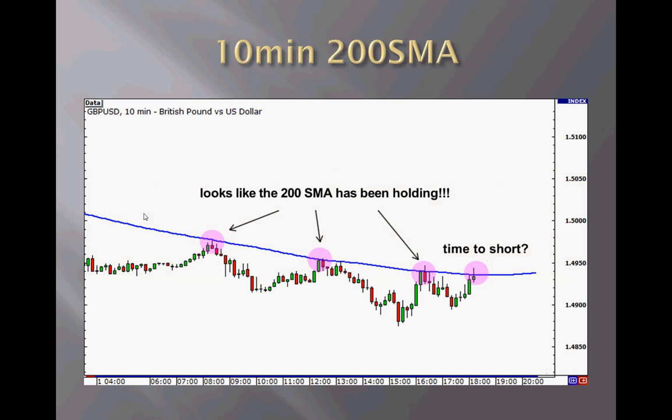The rules of the game are easy. You look at a chart and you decide whether to go long or short. Easy, right? Okay, go. Taking a look at the 10-minute chart of the pound dollar on July 1st, 2010. We've got the 200 simple moving average on and it appears to be holding as resistance. With price testing the resistance and forming a doji, it looks like a good time to short, right? We'll take that as a yes.